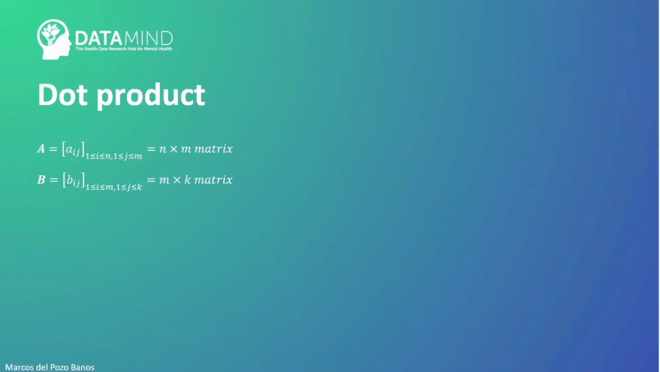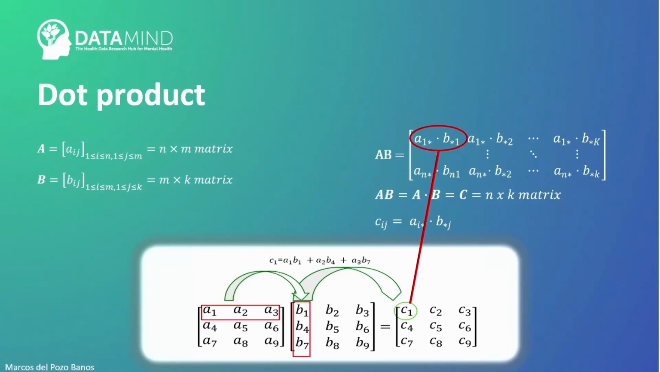But then we have the dot product, which is more commonly used for matrix operations. And in this case, now we have two matrices, A and B. The dimensions are slightly different. Dimensions of matrix A is n times m, whereas the dimensions of matrix B is m times k. So now, what happens when we multiply A times B is that the first element is the dot product, or the scalar product, of the first row vector of matrix A and the first column vector of matrix B, as you can see.